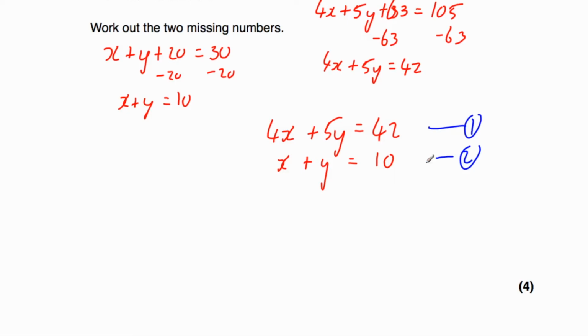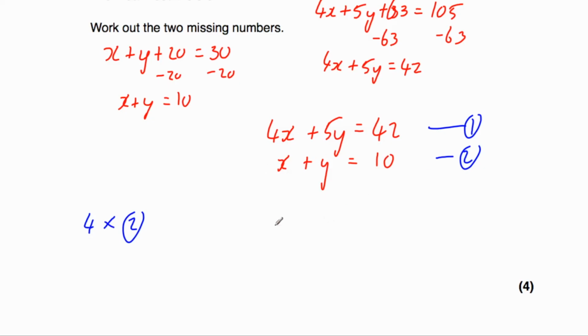I've numbered them, equation 1 and equation 2, and we want to cancel out either our x's or our y's. Now I'm going to cancel out our x's, so I'm going to multiply equation 2 by 4 to get 4x's, so that we can take away the two equations to get the x's to cancel. So let's do 4 times equation 2 and see what we get.